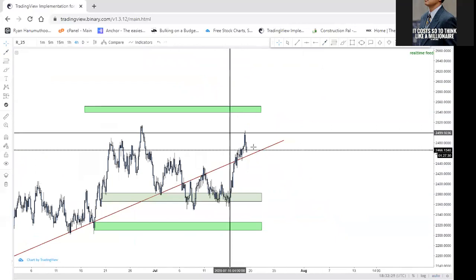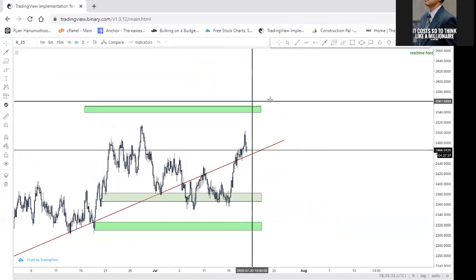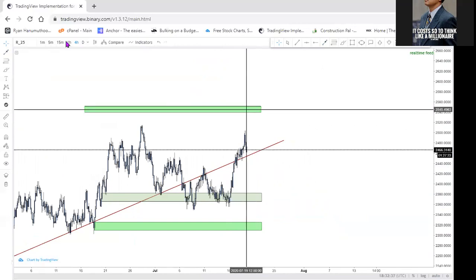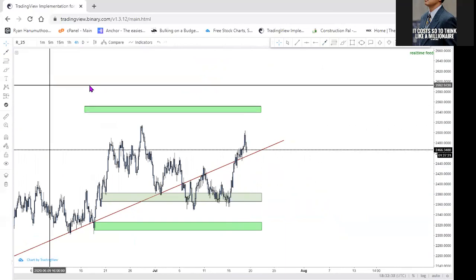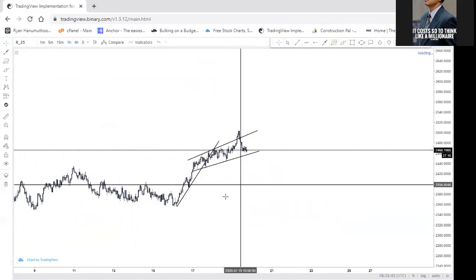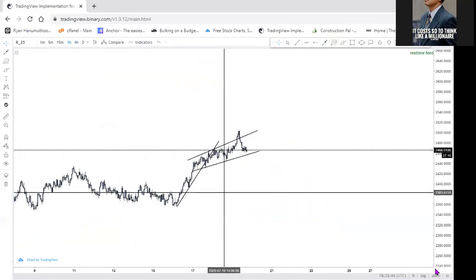So I'll be expecting to see price come into this area perhaps during the course of tomorrow or during the course of Tuesday. So just keep an eye on this analysis, guys. Very clean analysis, and I'll be expecting to see it play out very well as well.